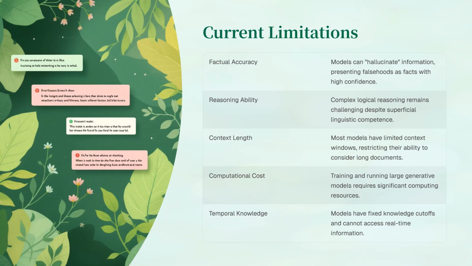Current limitations. Factual accuracy. Models can hallucinate information, presenting falsehoods as facts with high confidence. Reasoning ability. Complex logical reasoning remains challenging despite superficial linguistic competence. Context length. Most models have limited context windows, restricting their ability to consider long documents. Computational cost. Training and running large generative models requires significant computing resources. Temporal knowledge. Models have fixed knowledge cutoffs and cannot access real-time information.